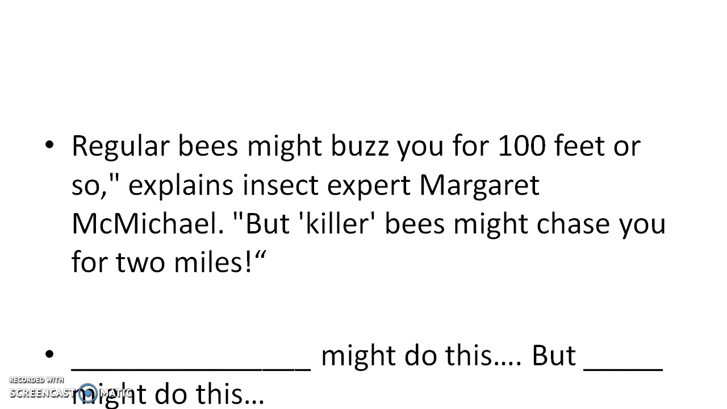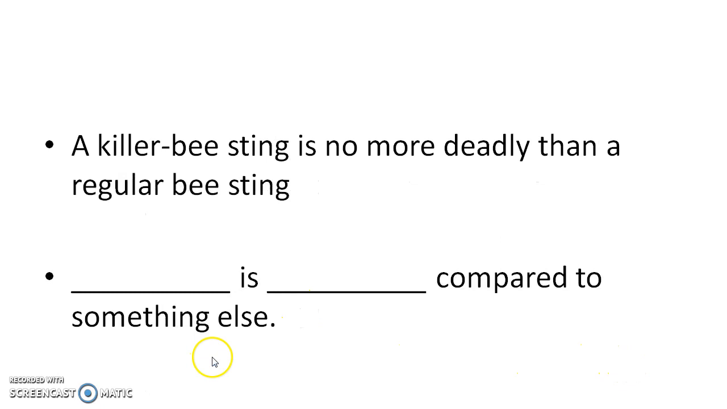It says blank might do this, but blank might do this. So they're saying the one thing might do something, and then the second thing they're comparing might do something else. Right? In this case, regular bees might buzz you for 100 feet, but killer bees might chase you for 2 miles.